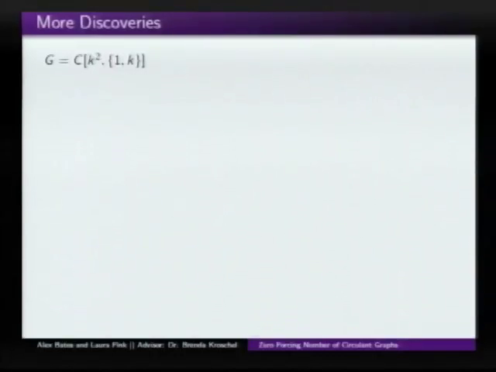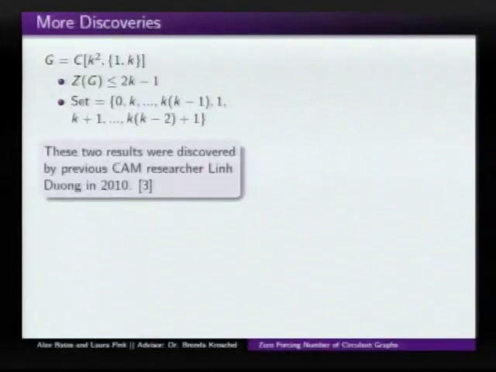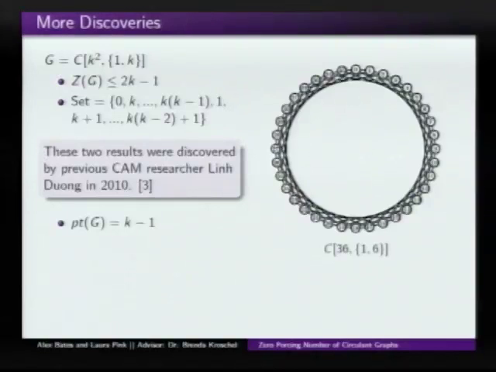The reason we said when n is greater than k squared is because there is a special case when n equals k squared. If we have the graph k squared, 1, k, we know that the zero forcing number is less than or equal to 2k minus 1. This was actually proven in research that was done in 2010 by another St. Thomas student, Lin Duong.